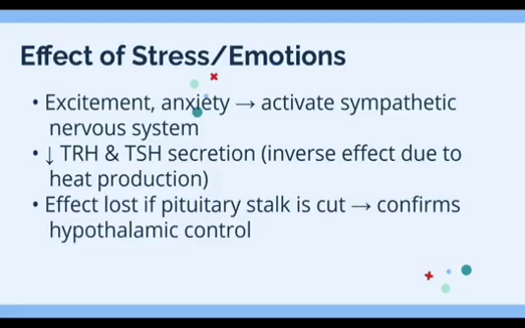The effect of stress and emotions. Excitement and anxiety activate the sympathetic nervous system. So it decreases TRH and TSH secretion. This is an inverse effect due to heat production. The effect is lost if the pituitary stalk is cut. So it confirms the hypothalamic control.